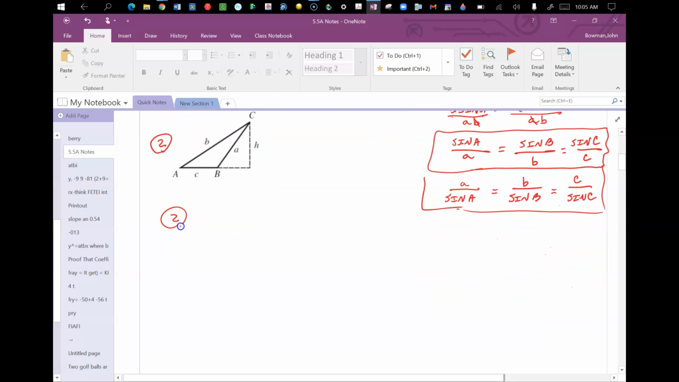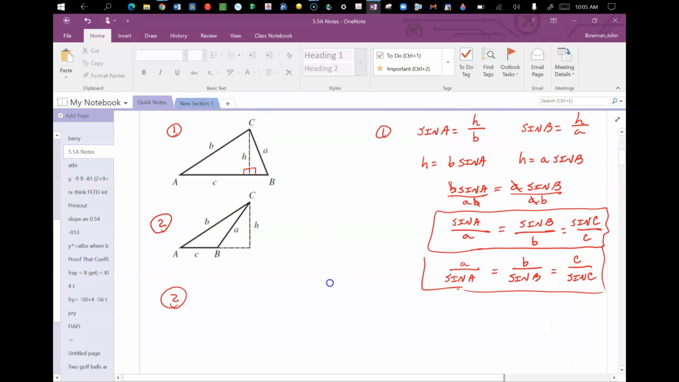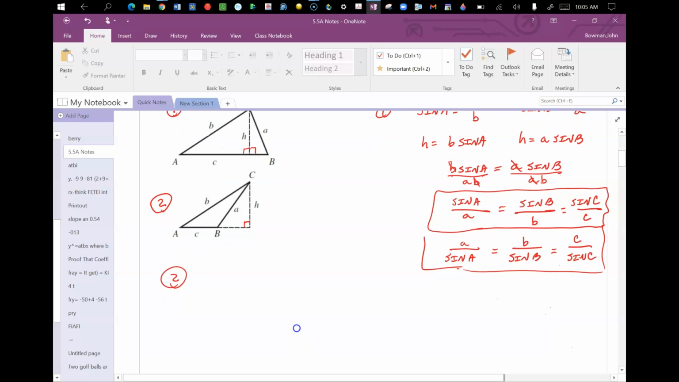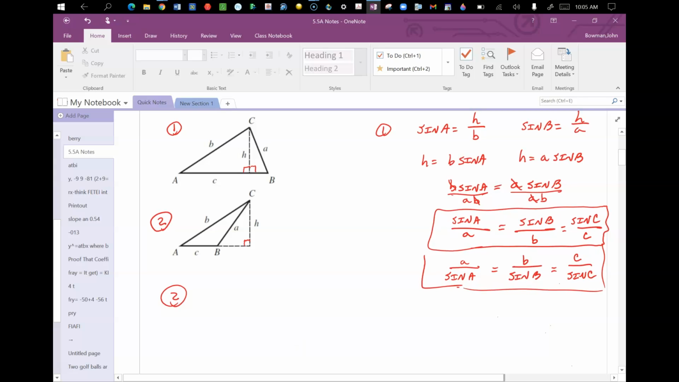And in triangle 2, the reason we're doing that there is because we have what we call an obtuse triangle. One of the angles is between 90 and 180 degrees. And in the first triangle, it's an acute triangle. So we want to convince you that it works for all triangles. So in triangle 2, we have the following.